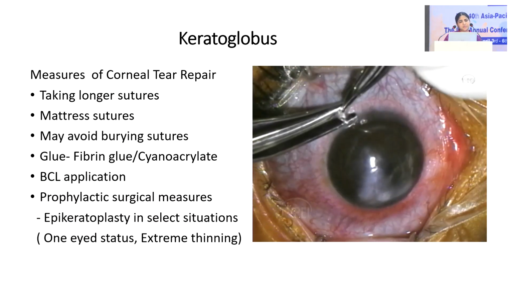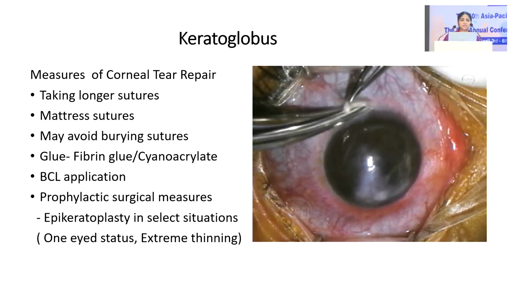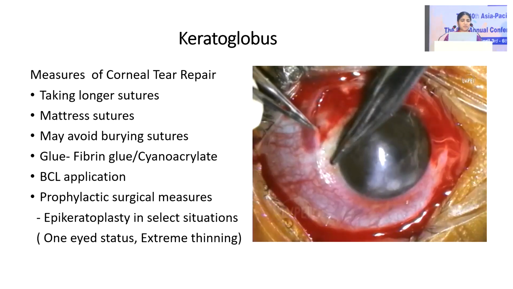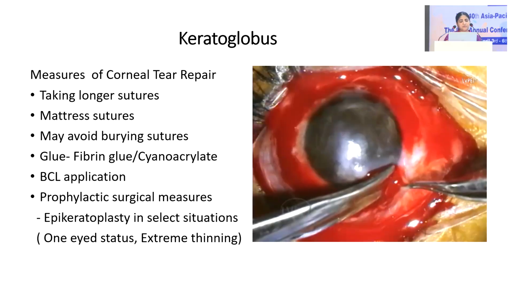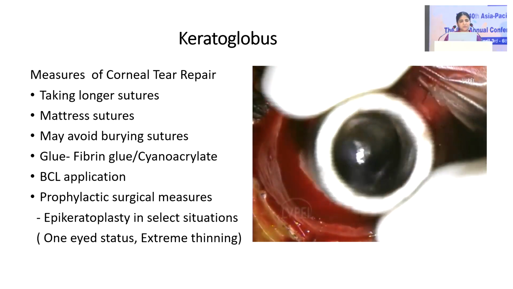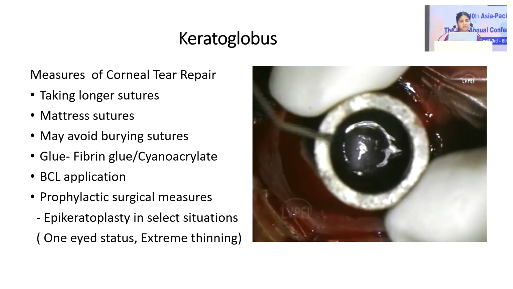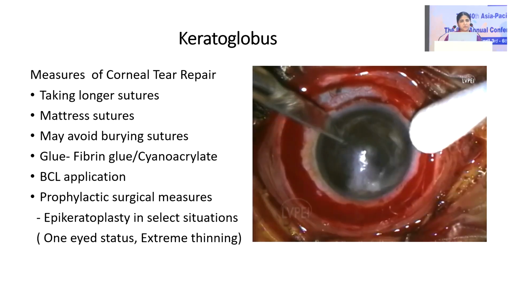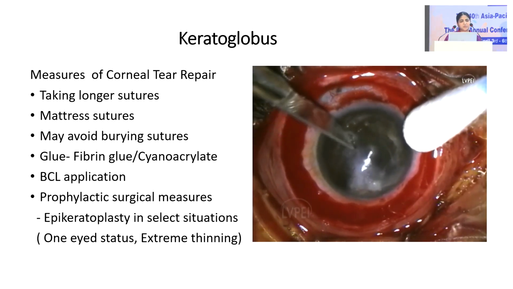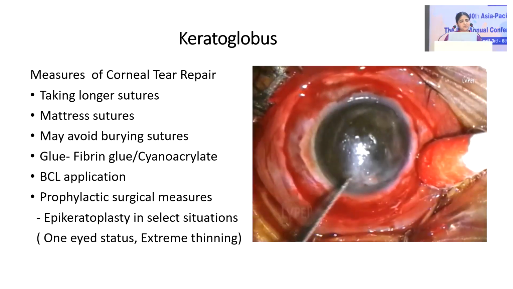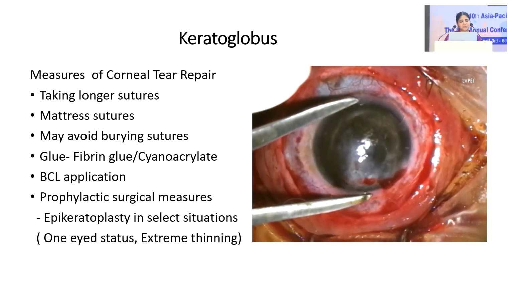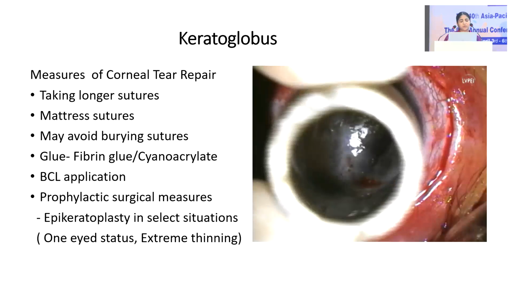In keratoglobus, generally these kind of cases present with histories of very trivial trauma and landing with corneal trauma, which is very difficult to manage. But there are some tips which can be given for managing these cases. When you have a tear in keratoglobus, take slightly longer sutures, mattress sutures, avoid burial of the sutures, and use fibrin glue. These are few things which can be done to manage the corneal trauma in these cases.